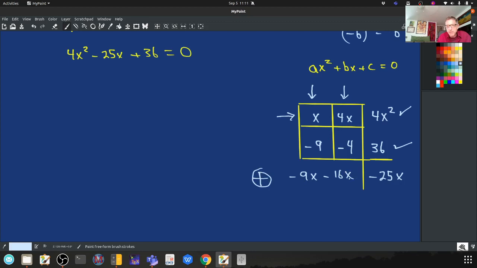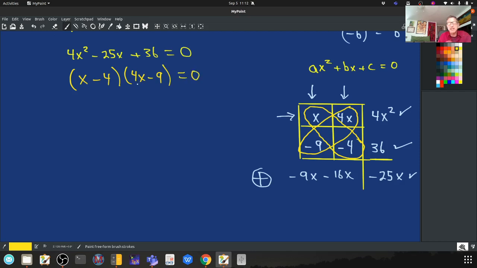Minus 9x minus 16x is minus 25x. So my box is filled with the correct values, but to take the factorization, I have to do this kitty corner thing. And that gives me my factorization. My factorization is x minus 4 times 4x minus 9 is equal to 0.